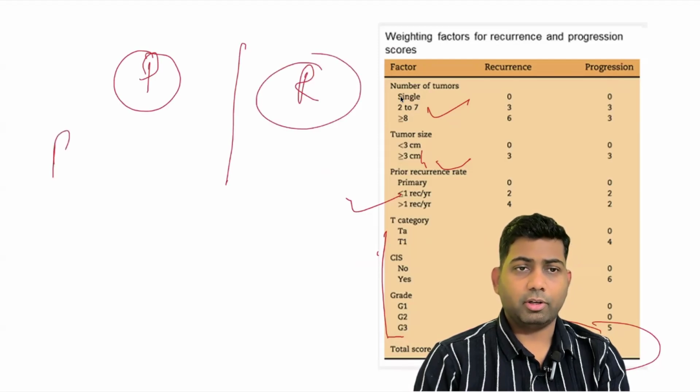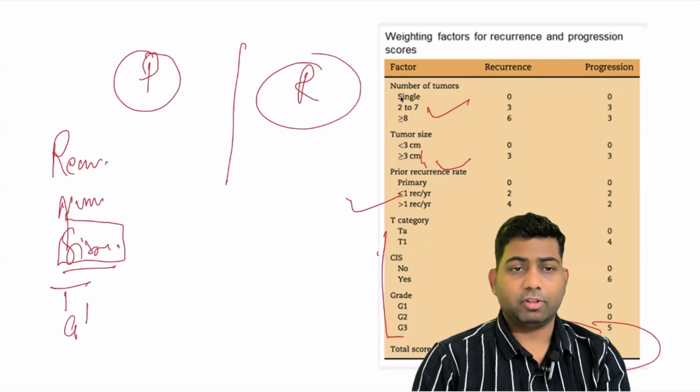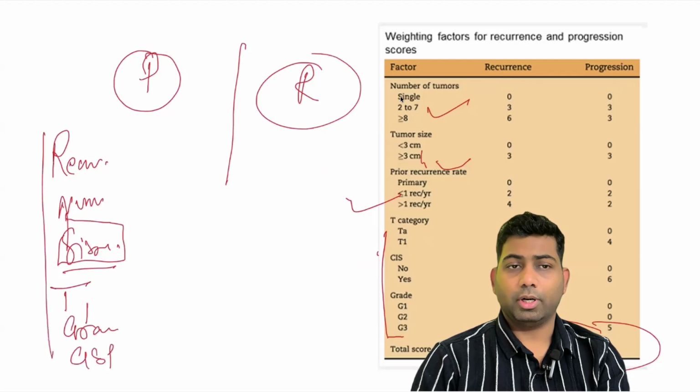So it's a recurrence in a year, number of tumors, the size of tumors. Okay, the size is an overlapping thing in both. And then comes the T, which comes with the grade, and then comes the CIS. Okay, so these are the 6 parameters that you need to know for an EORTC.